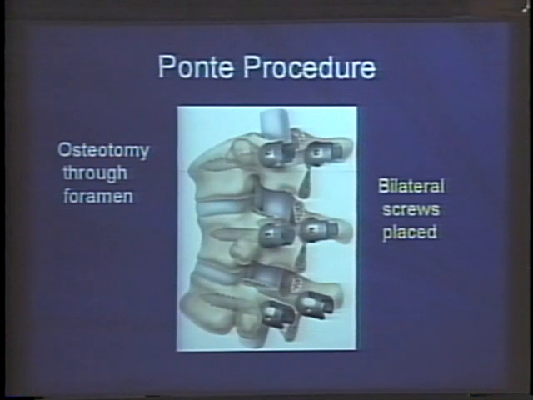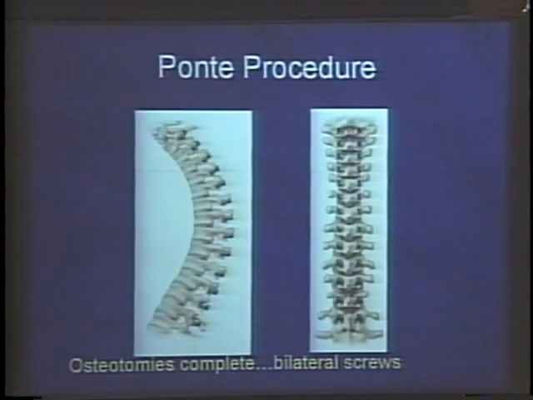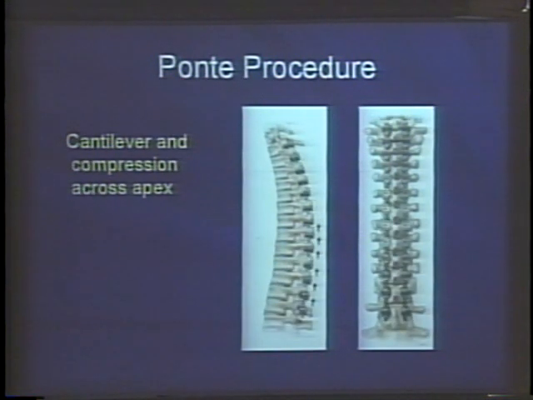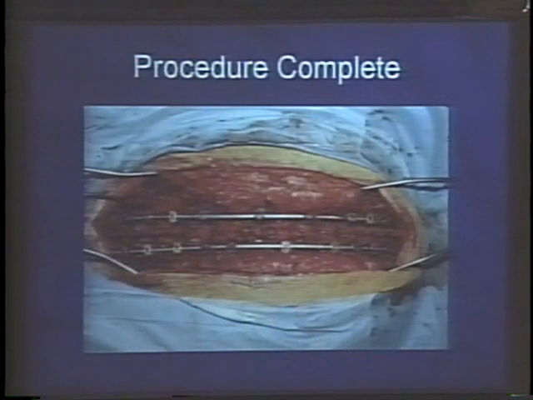So again, this is an osteotomy through the facet joint to the foramen, and then bilateral screws are placed at every level. Once the osteotomies are completed and the screws placed, it's a relatively simple matter to place the rods, and it's usually easier to place right and left rod at the same time and do this simultaneously. So the rods are placed as shown, and we can apply compression over the proximal segment and then perform the cantilever maneuver and enter the distal implants, and then apply compression below. So the mechanics of this are cantilever and compression. And this is the operative picture of the completed procedure.